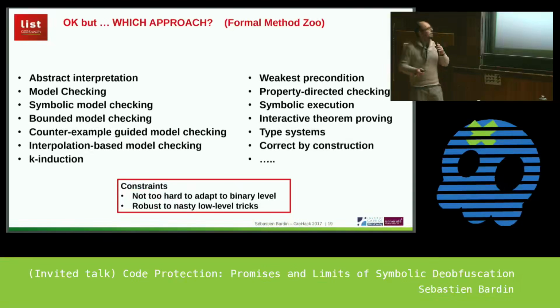Okay. So we have this good idea of using formal methods. But which one? Here comes the problem. You have many of them and many variants, and it's a bit complicated. But here we have constraints. We would like something which is not too hard to adapt to binary level. And we would like something which is quite robust to nasty low-level tricks. Typically, if we encounter self-modification, we don't just want to stop and say, oh, I don't know.